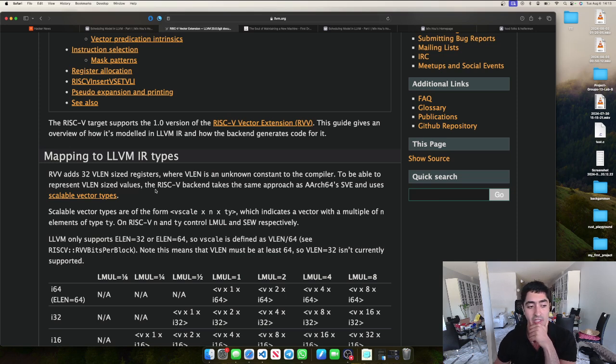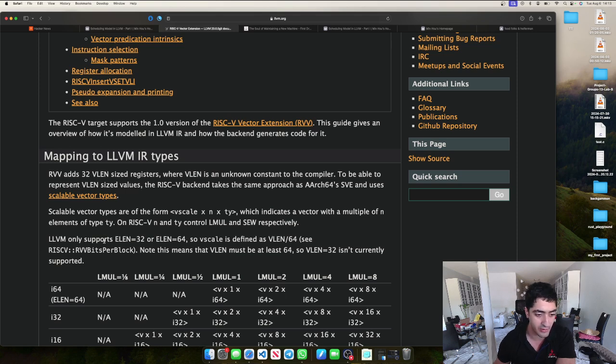AArch64's SVE uses scalable vector types. Scalable vector types are of the form vscale x N x TY, which indicates a vector with a multiple of N elements of type TY. On RISC-V, TY and N control LMUL and SEW respectively.